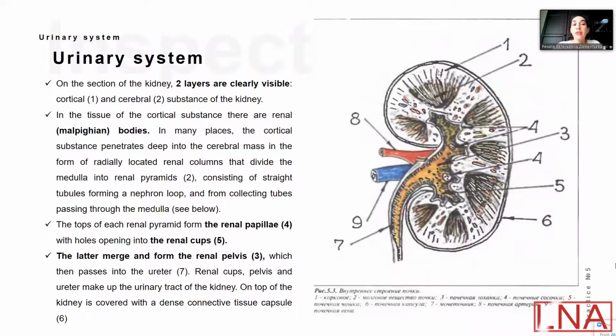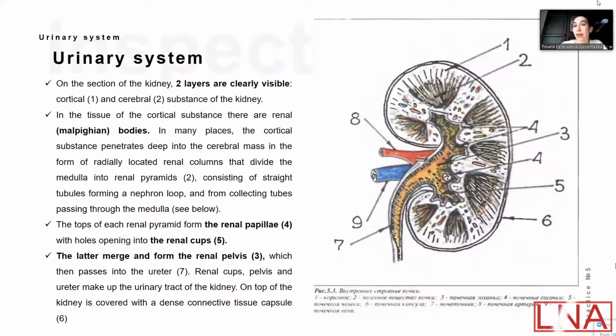On a section of the kidney, we can distinguish two clearly visible layers: the cortical layer and the cerebral layer, the medulla, as you can see. In the tissue of the cortical substance, there are renal or Malpighian bodies, the main structures, and in many places the cortical substance penetrates deep into the medulla in the form of radially located renal columns that divide the medulla into renal pyramids.